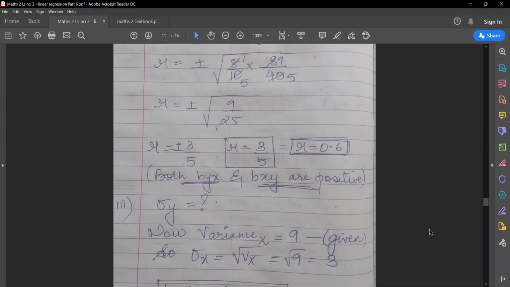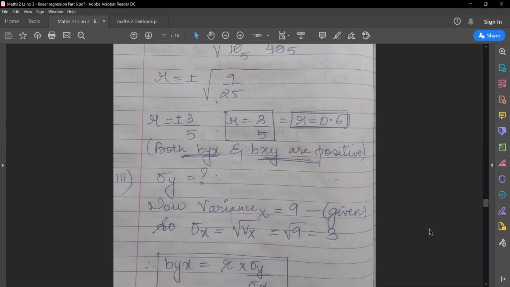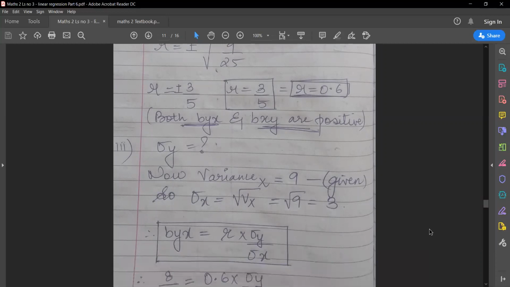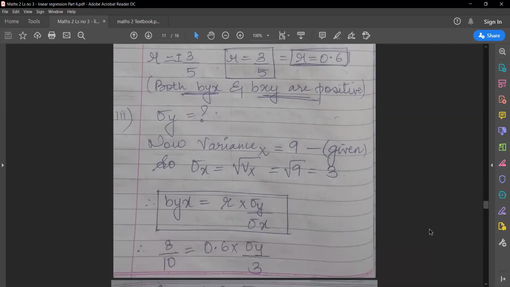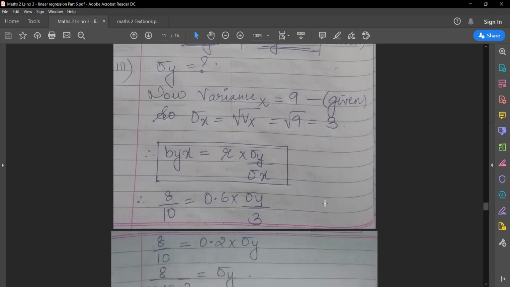Now to find the next one, that is standard deviation y, or sigma y. Now for sigma y, you need sigma x, correct? You don't have sigma x also. So how to find sigma x? Variance of x is given. So sigma x is equal to square root of variance of x, which is square root of 9, which is nothing but 3. Again, I want sigma y, so I'll take the formula for byx. You can also use bxy and you'll get the same answer. So byx is equal to r into sigma y upon sigma x.